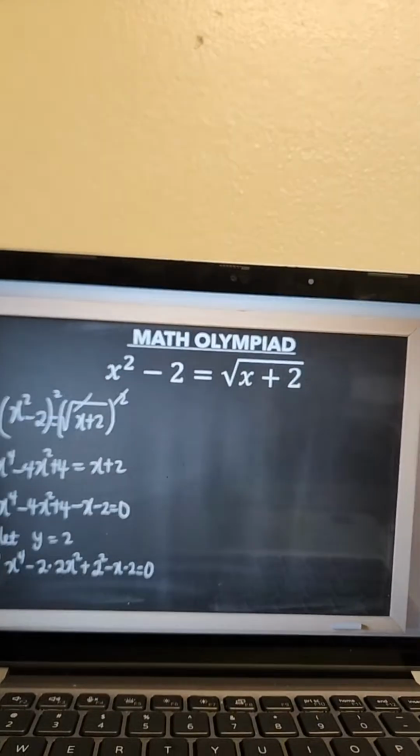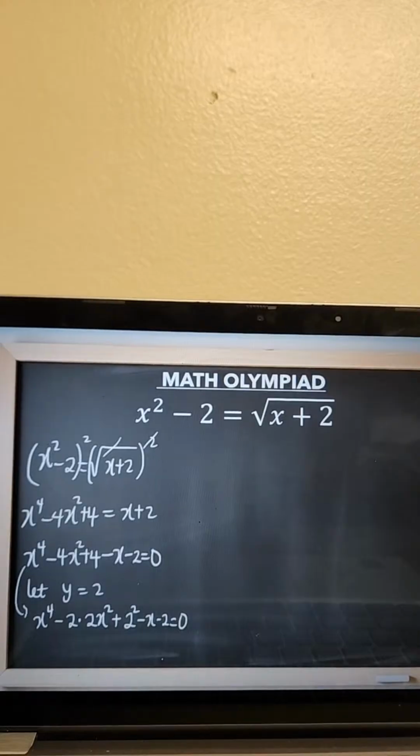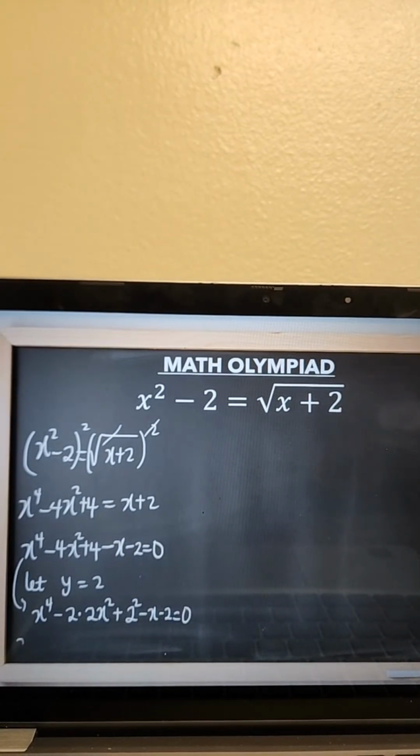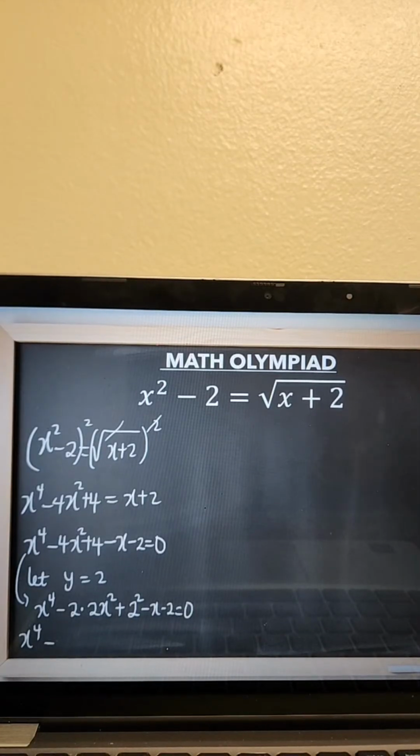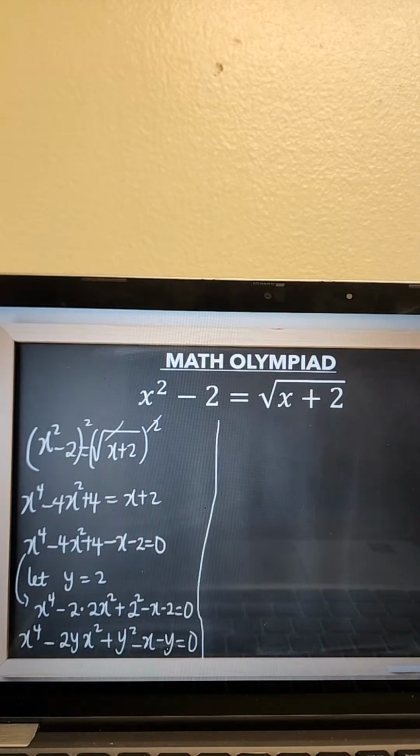Now, using the fact that y equals to 2, here I'm going to have x to the power of 4 minus this first 2, make sure this is y. So here we're going to have 2y x squared plus 2 squared is going to be y squared minus x minus y equals to 0. This is a trick I developed and I believe it's going to help in solving this question, because this is a quadratic equation, so this is going to make a lot of sense.